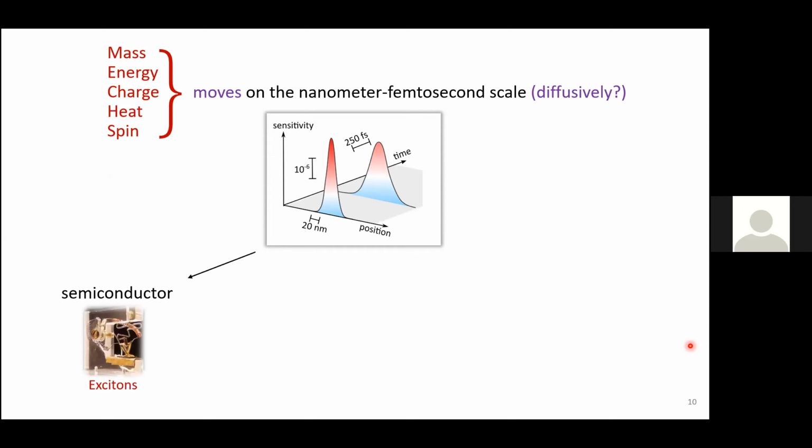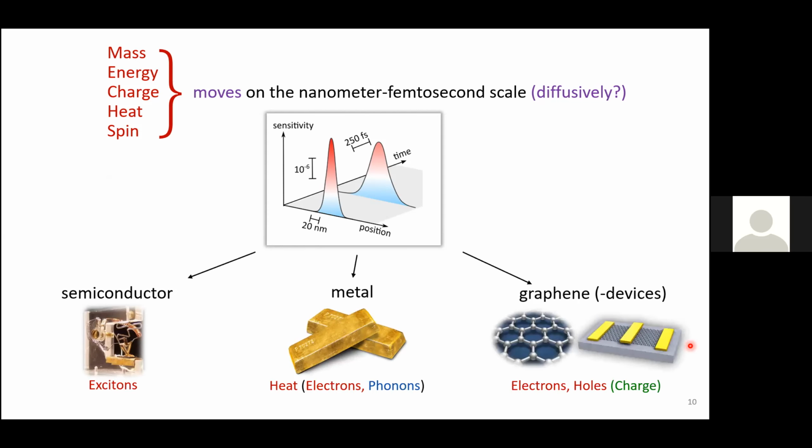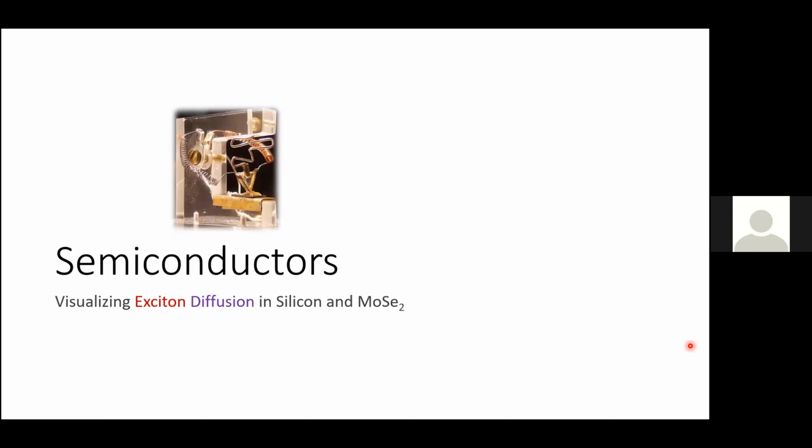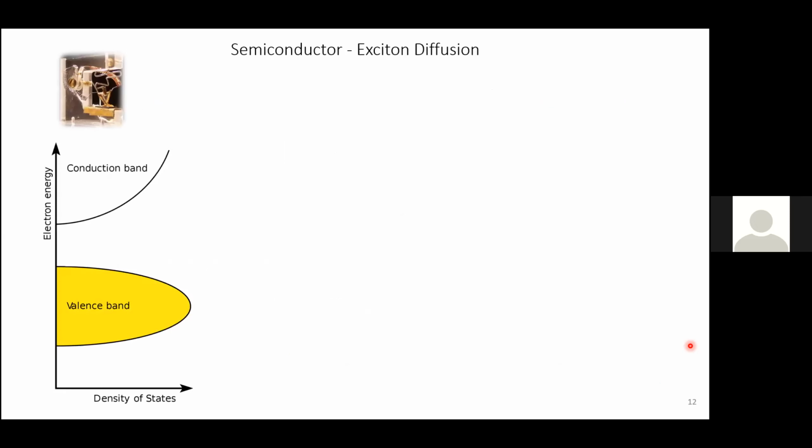What I will talk about today very quickly is something on semiconductors, both bulky and two-dimensional. Then I will come to metal, maybe an old topic for people who are not doing classic plasmonics anymore. And then finally, the real 2D world with the graphene. So let me start with the semiconductors. So here, what we're visualizing is the exciton diffusion. And I'm going to go for silicon and MoSe2.